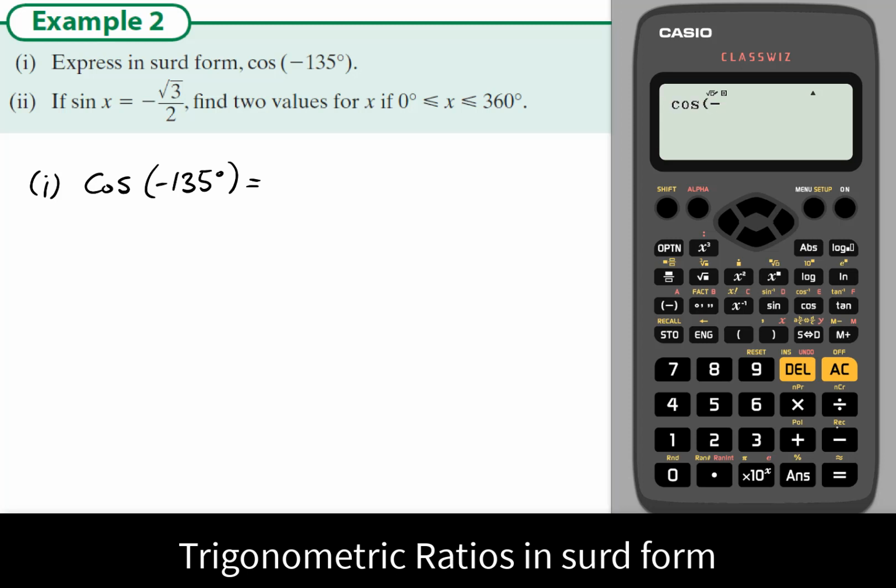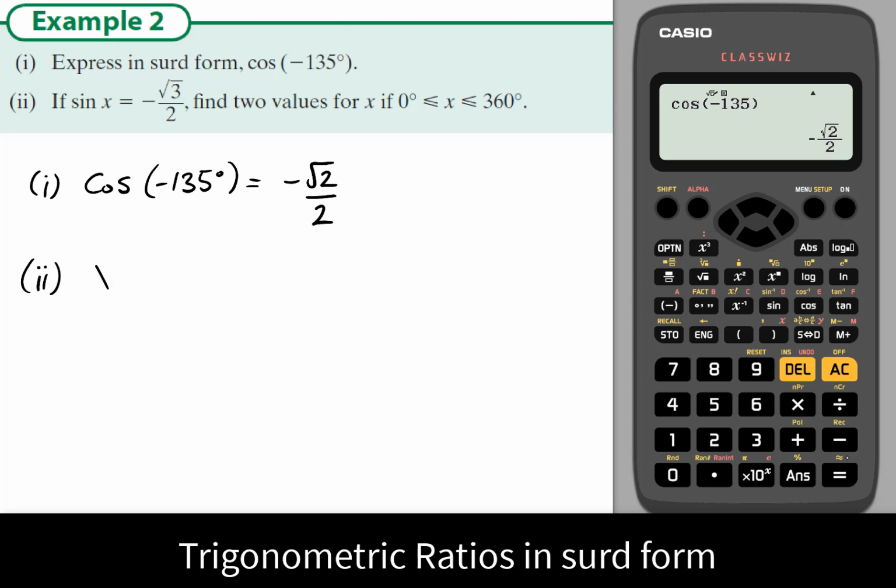You might realize also that this is related to cos of 45 degrees, but negative 135 degrees is 225 degrees, which is in the third quadrant, and cos is negative in the third quadrant. So the size of the answer is the same as cos 45 degrees, but that answer is negative.